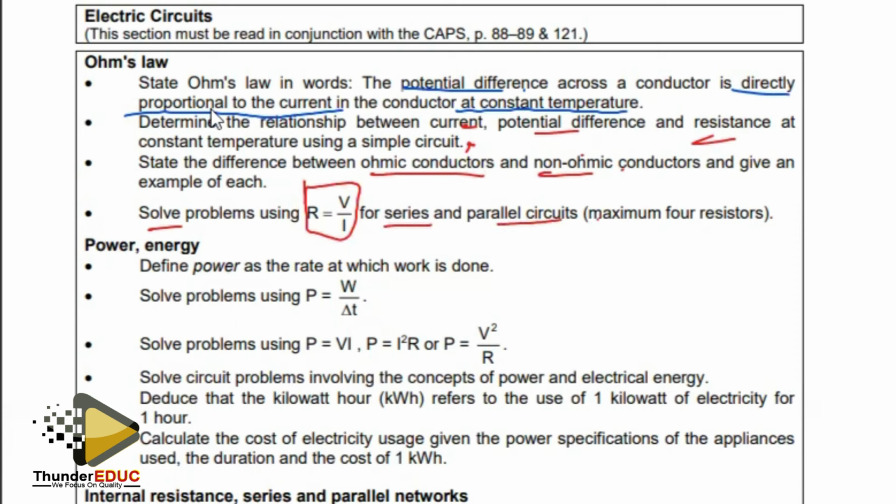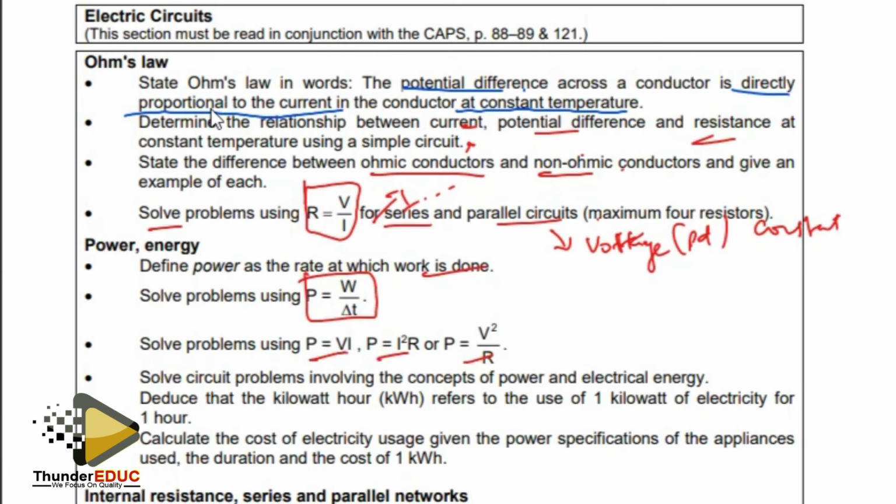We need to know the difference between the two and what happens in the series, because many times circuit diagrams are given and then we fail to notice what's happening. One thing we need to remember is that for parallel circuits, the voltage, which is also known as the PD, is always constant across. For series, it is the current that is constant. Okay, then power and energy: define what power is, the rate at which work is done. This is the formula. And then the different formats of power.